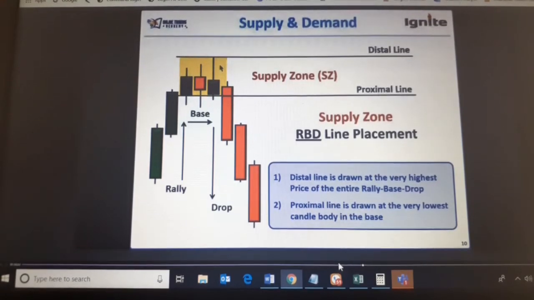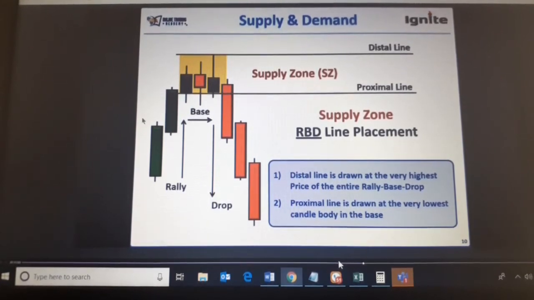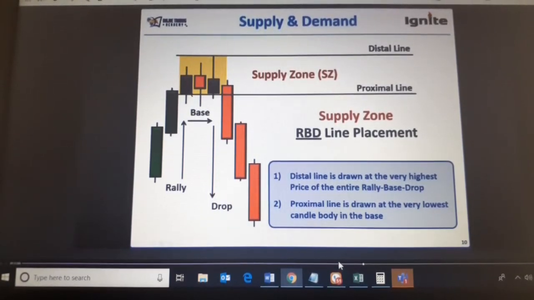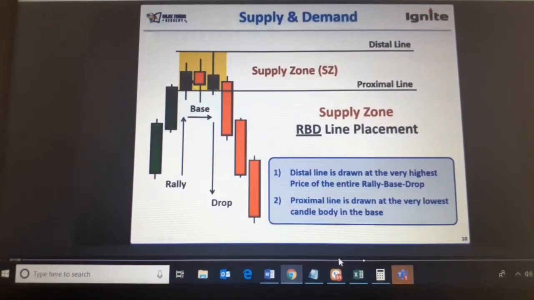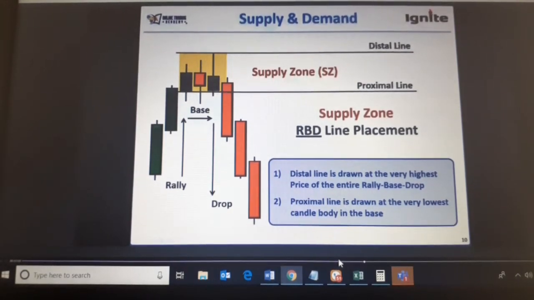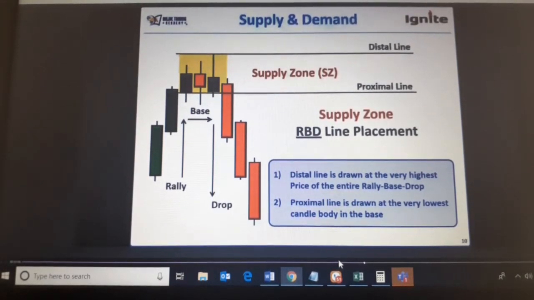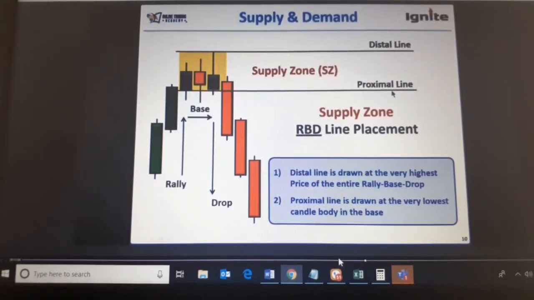One, two, three, four. What about the others? See, it's just the reverse, Senthil. So here the proximal line will be at the very lowest body in the base. So which is the lowest body in this base? Is the first candle. Now let only Senthil answer. Nobody else will answer. Okay, which is the lowest body in the base? First, second or third? Let him answer. First. So that's why the proximal line is coming at the first base.